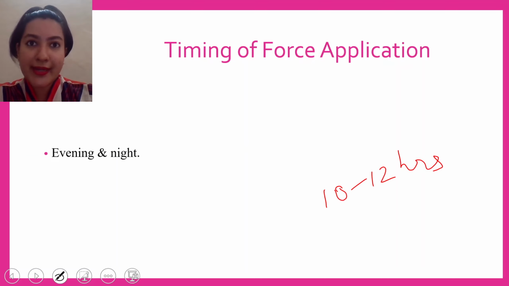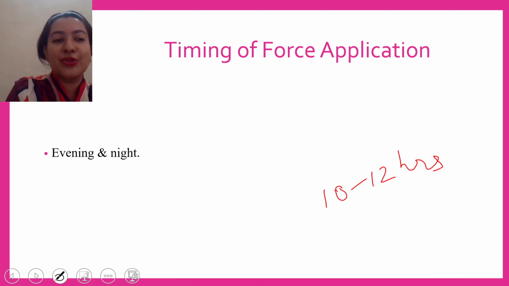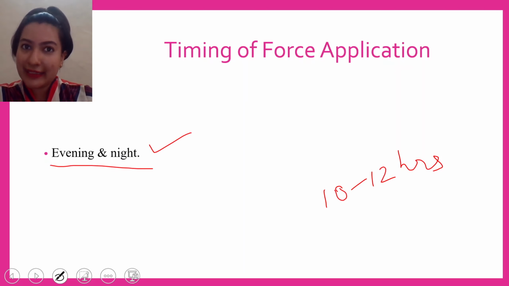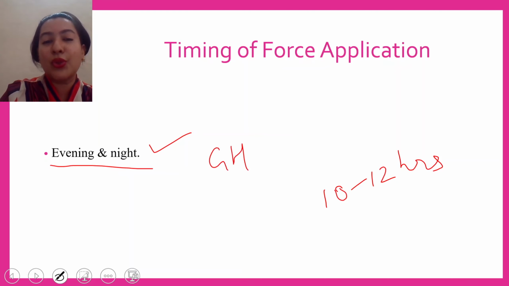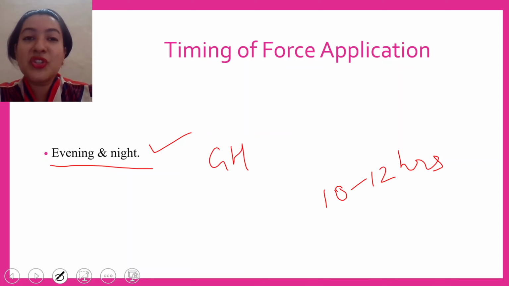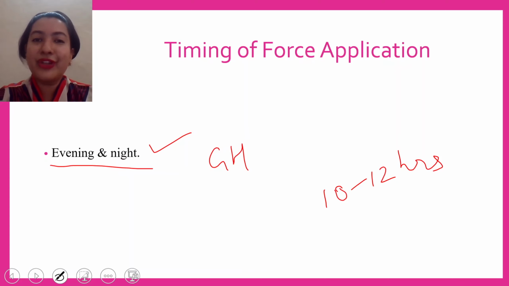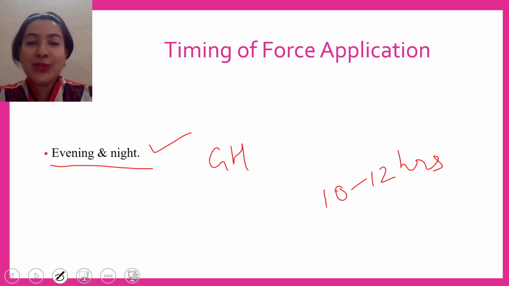But when should the patient wear the appliance? 10 to 12 hours, okay. But when? Ideally, we tell the patient to wear it at evening and at night. This is the ideal time when an orthopedic appliance should be worn by the child. Why? Can you think of the reason? Why during evening and night we are telling the patient to wear the appliance? This is because of release of growth hormones. The growth hormones which are secreted by anterior pituitary gland are most active during evening and during the night. So that is the ideal time for the patient to wear the orthopedic appliances.